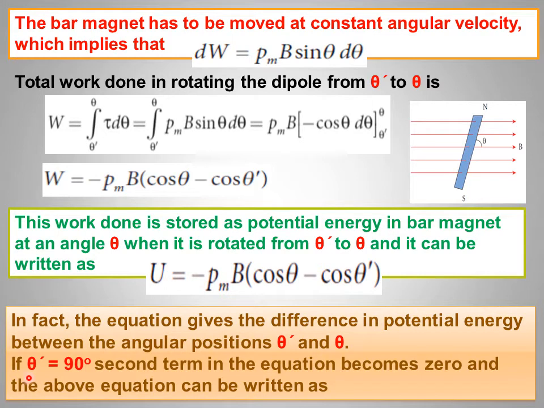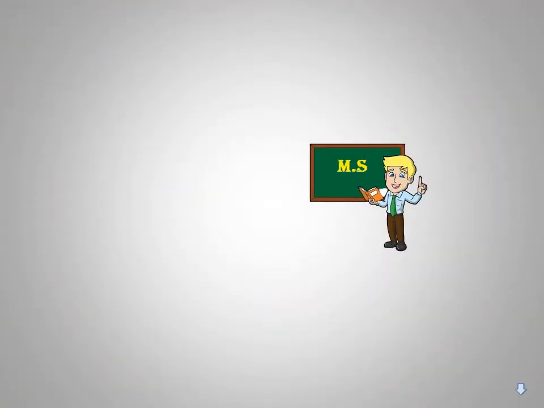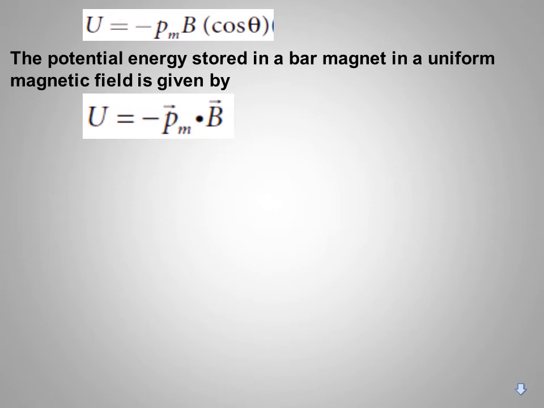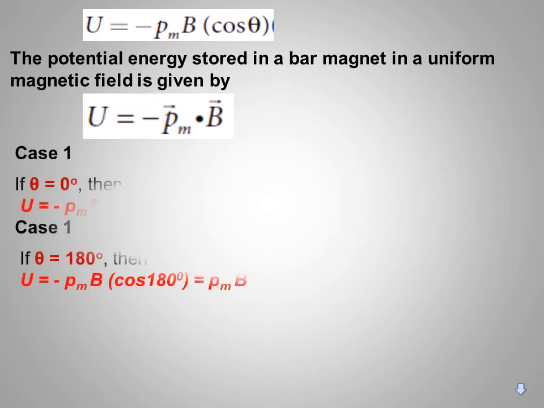If theta dash is equal to 90 degrees, the second term in the equation becomes 0 and the above equation can be written as U is equal to minus PmB cos theta. The potential energy stored in the bar magnet in a uniform magnetic field is given by U is equal to minus Pm.B. Let us take two cases.